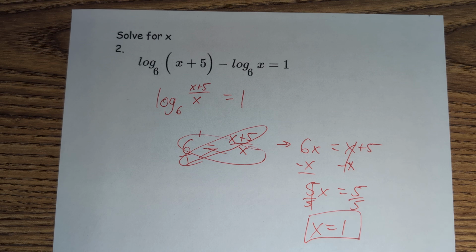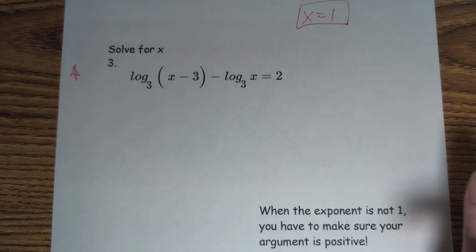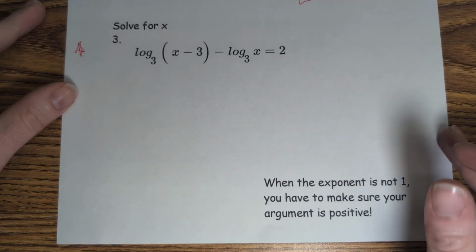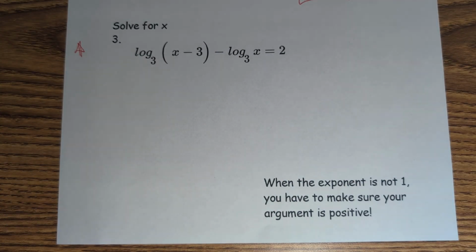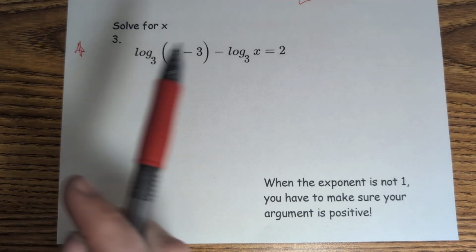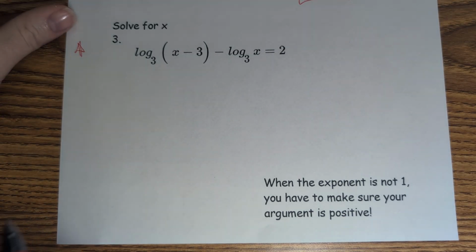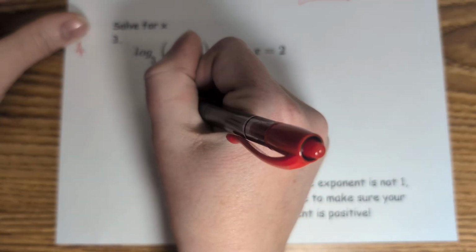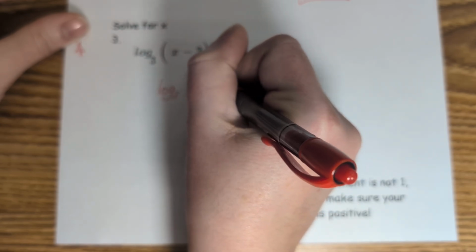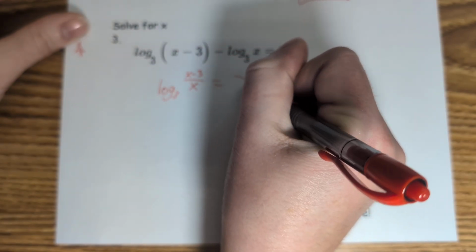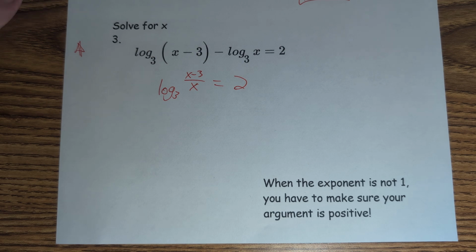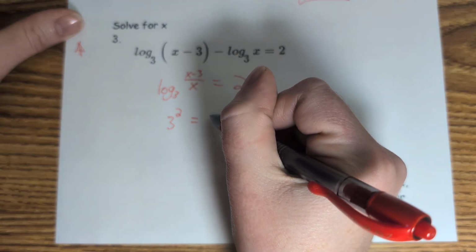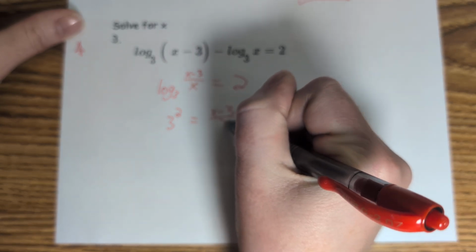Couple more. Notice this one's equal to a 2 instead of equal to a 1. So let's just keep that in mind, okay? So I'm going to condense my log. I've got subtraction. It's going to lead to another division in my argument. So I've got log base 3 of x minus 3 over x equals 2. Okay, so put it all together. This is going to be 3 squared equals x minus 3 over x.